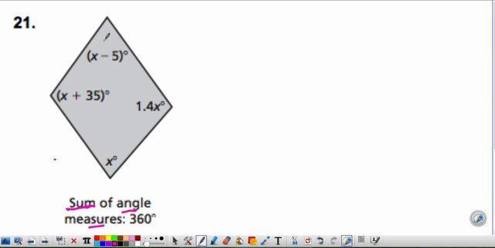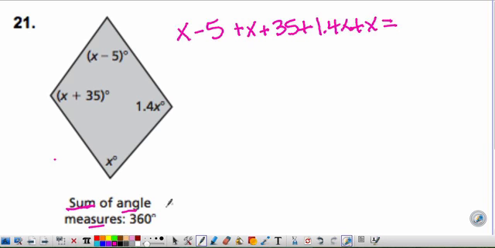So our angle measures, we have x minus 5 plus x plus 35 plus 1.4x plus x equals 360. I don't know if y'all remember me telling you this, but see how these have parentheses? I told you that if you were adding in between the parentheses, you could drop them. So we can drop those parentheses so that we can combine these like terms.